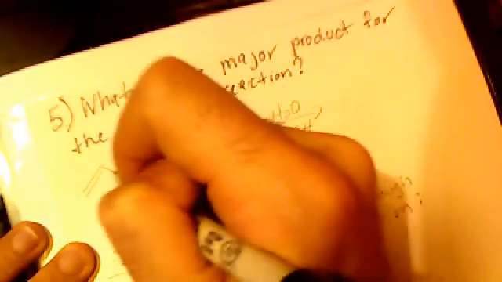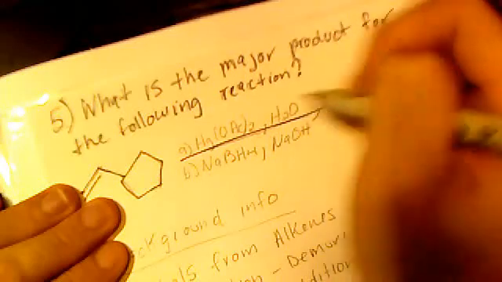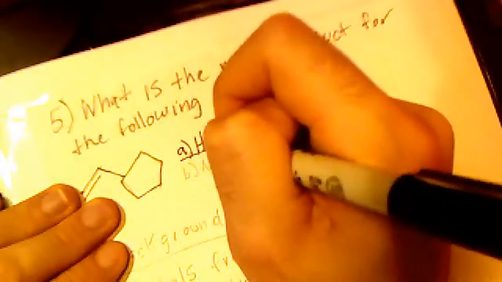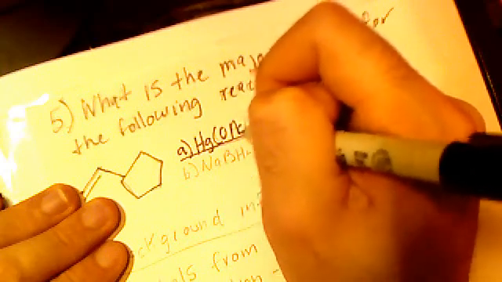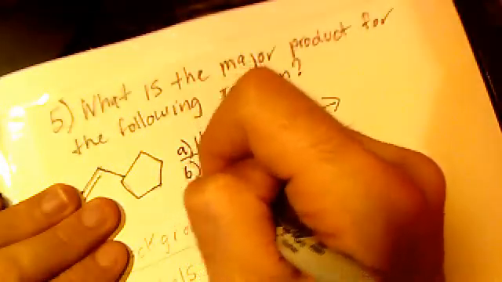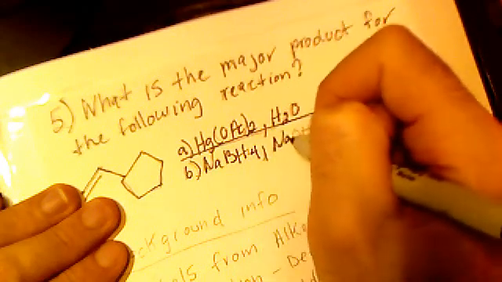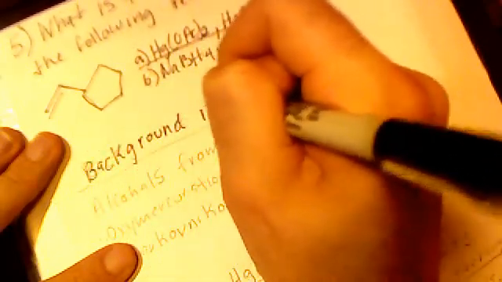For the following reaction, they give us this cyclopentane molecule with, I think, an allyl group or a vinyl group. I have to look that up. First they treat it with Hg(OAc)2 and H2O, and then they treat it with NaBH4 with NaOH. I had to do some background info on this.